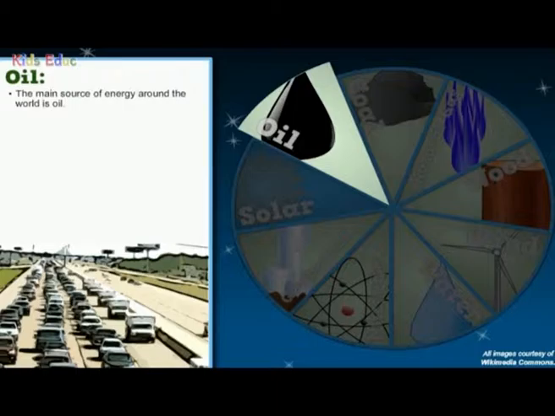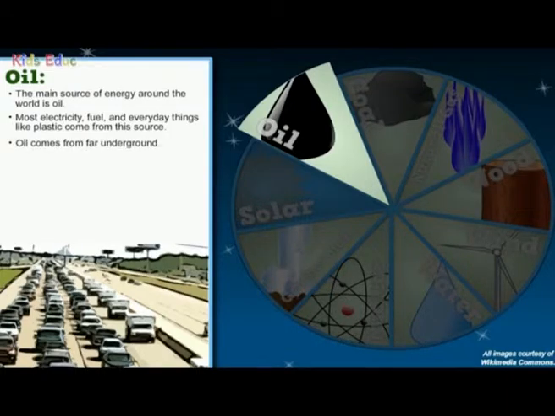The main source of energy around the world is oil. Most electricity, fuel, and everyday things like plastic come from this source. Oil comes from far underground. It is brought to the surface by pumps and pipes. The best known use for oil is gasoline for cars. This is a fossil fuel, meaning it is a non-renewable source of energy.